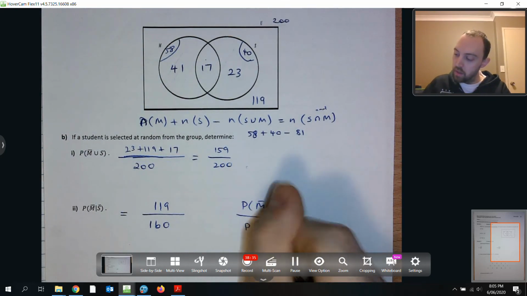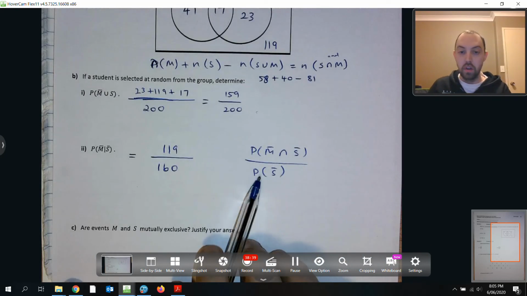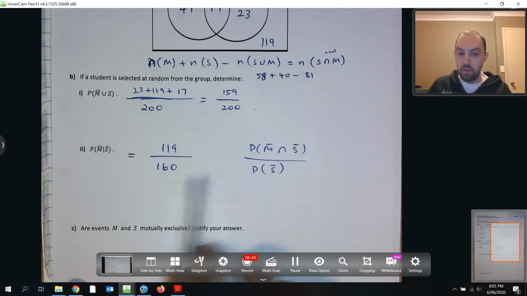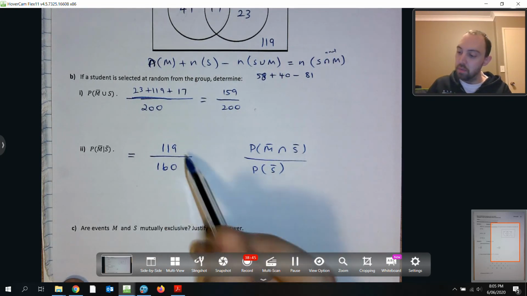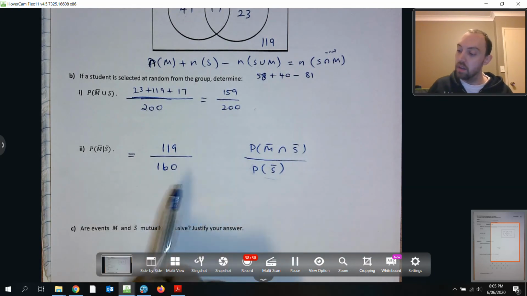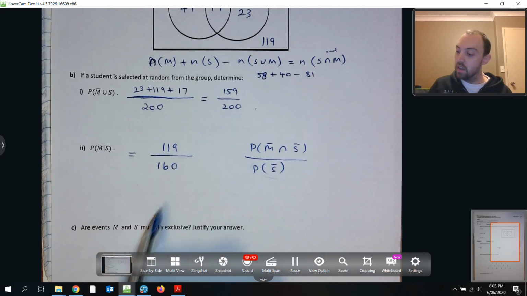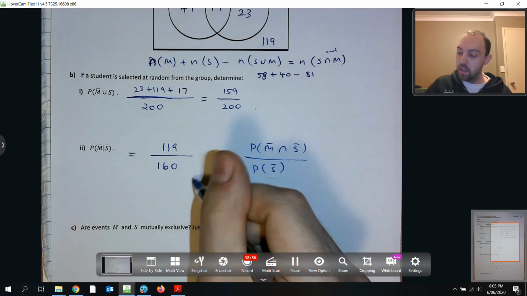Out of the probability it is not S, if you're going with the conditional probability formula. Not quite probability here, but that's how the formula works. The fractions would cancel anyway. 160, 119 out of 160. That's it.